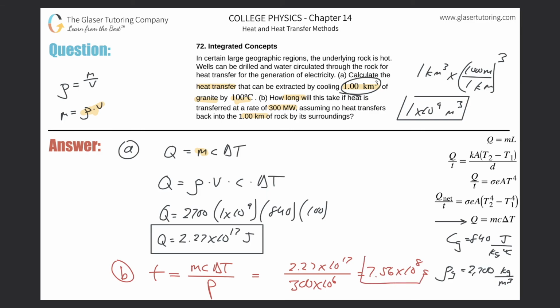If you wanted to find that in minutes, just divide that by 60. So that's a big, large number. If you wanted to find hours, just divide it by 60. If you wanted to find days, divide it by 24. And then if you wanted to find years, divide it by 365. So it'd be about 24 years, if you needed to do the conversions.